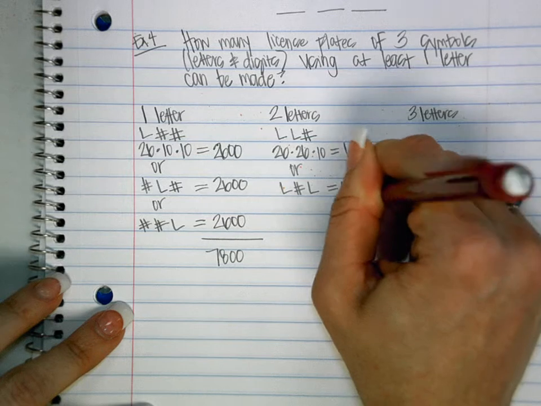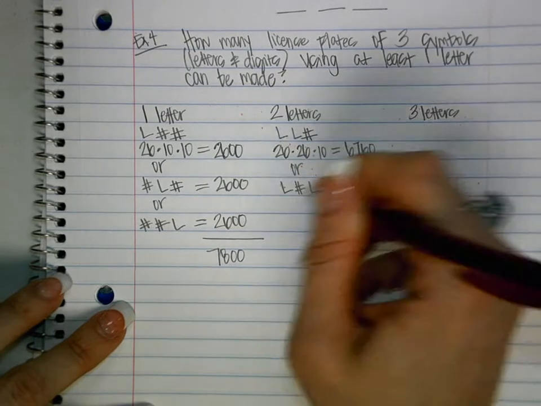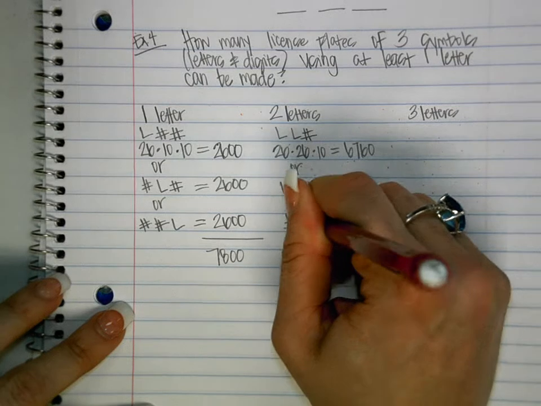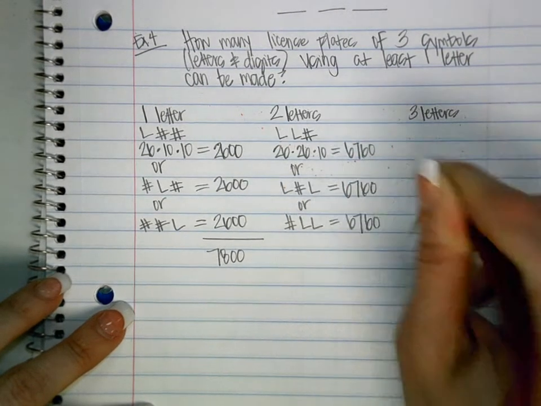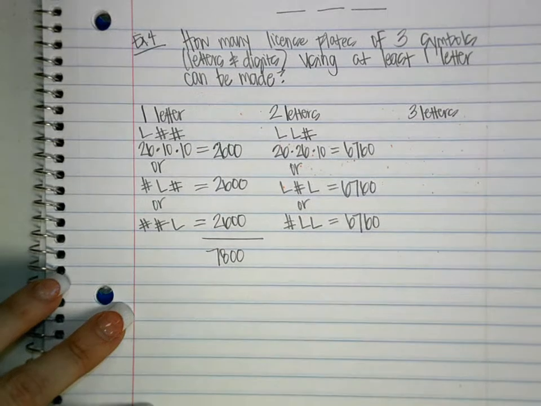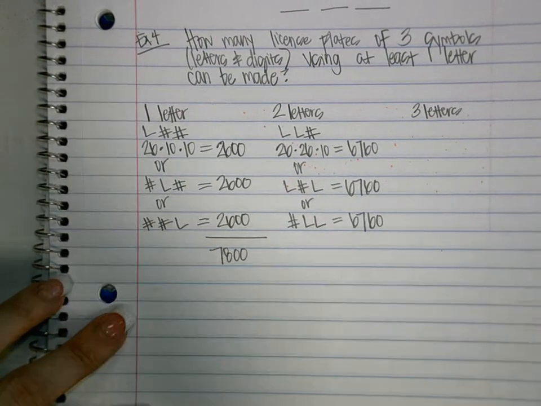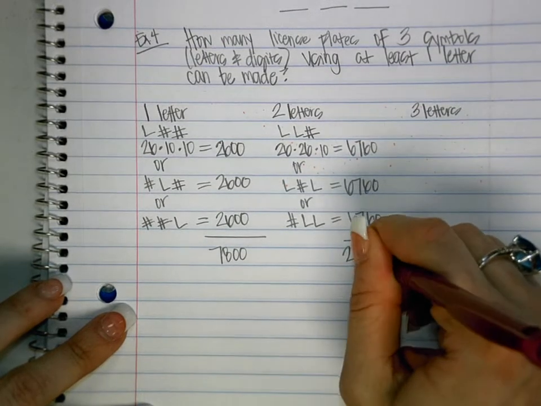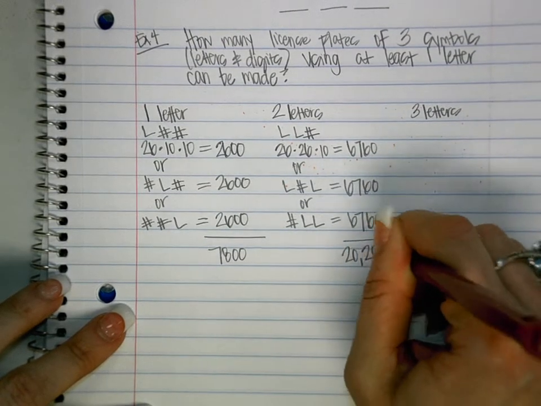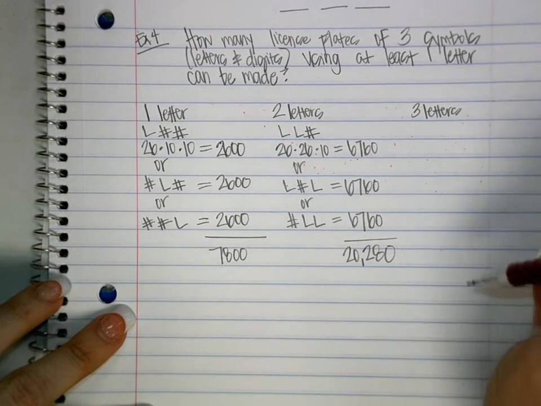And is there any other way I could arrange them? Number, letter, letter. So that's another 6,760. Are there any other possible ways to arrange 2 letters, 1 number? Nope. So that is a total of 20,280. And that's if I use 2 letters and 1 number in my license plate.